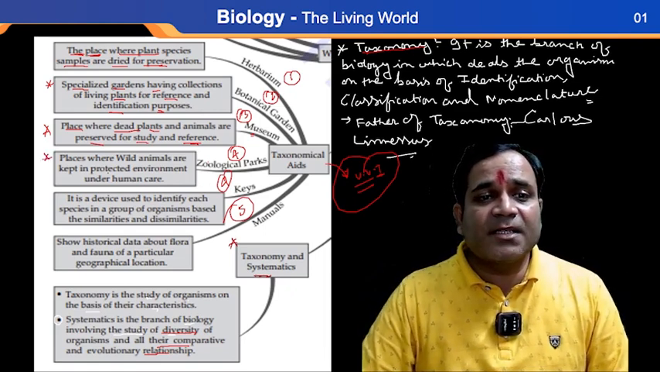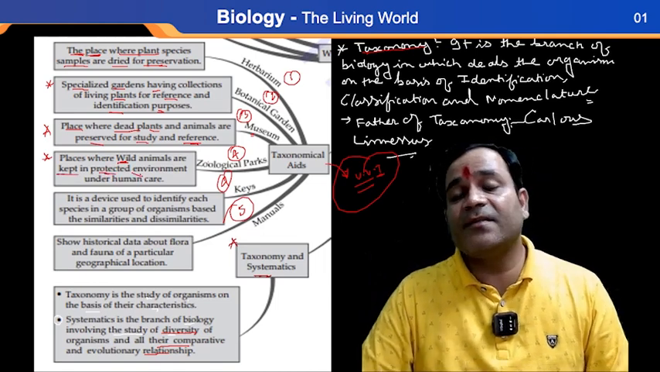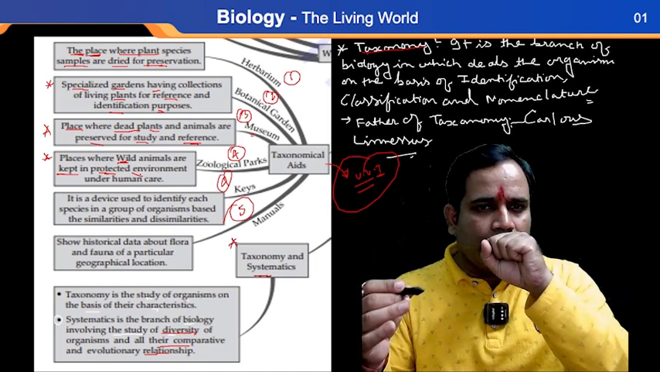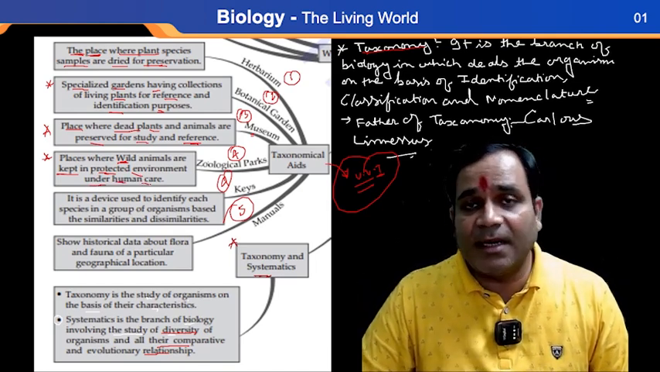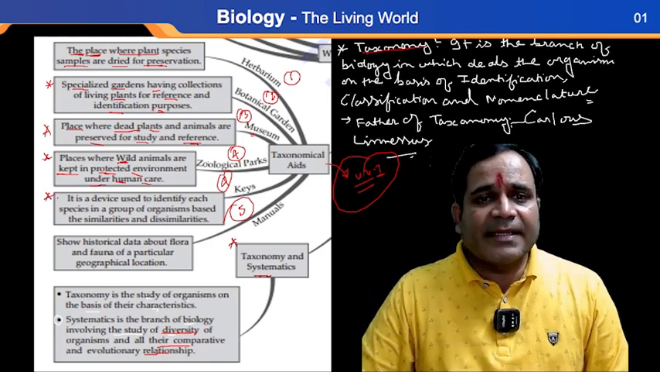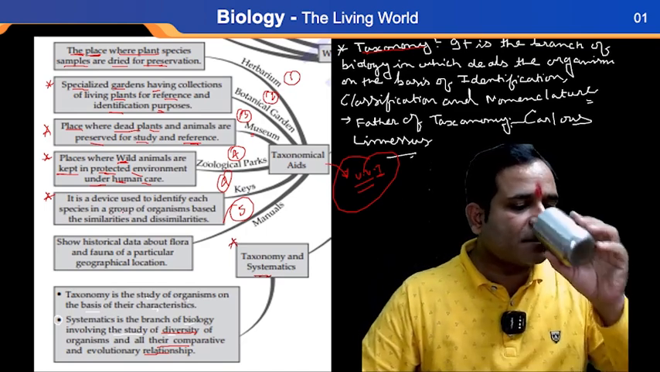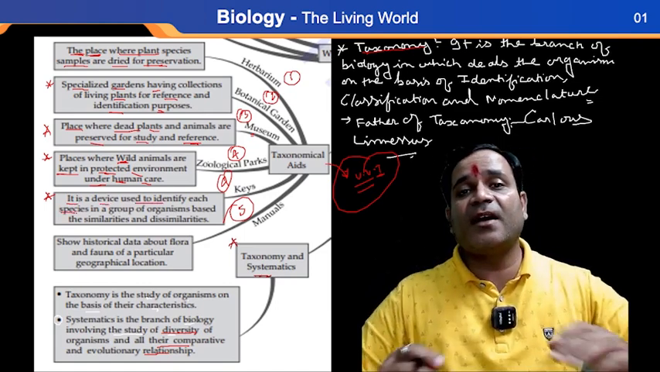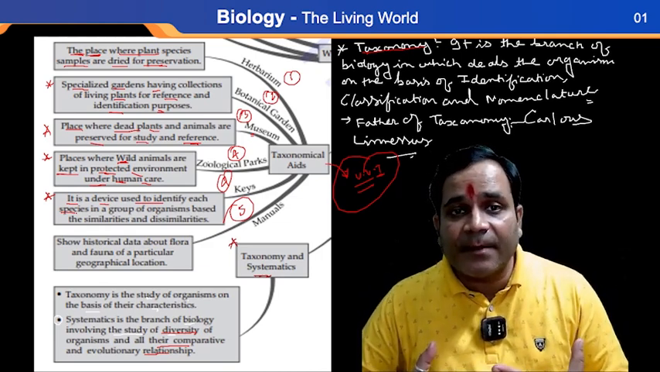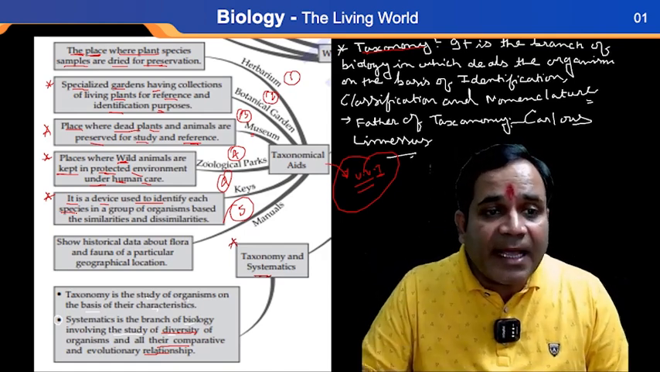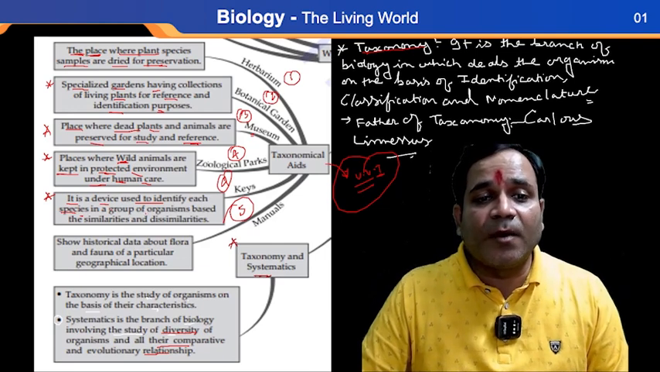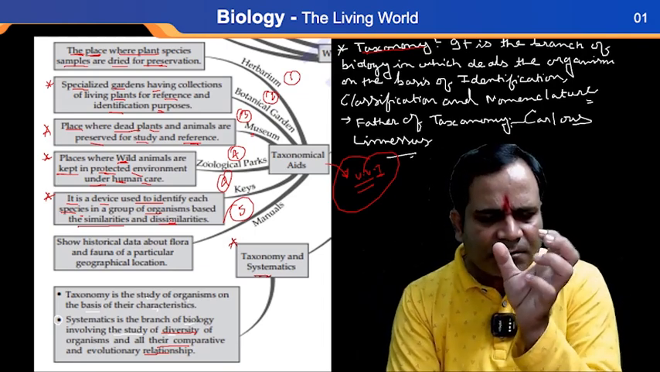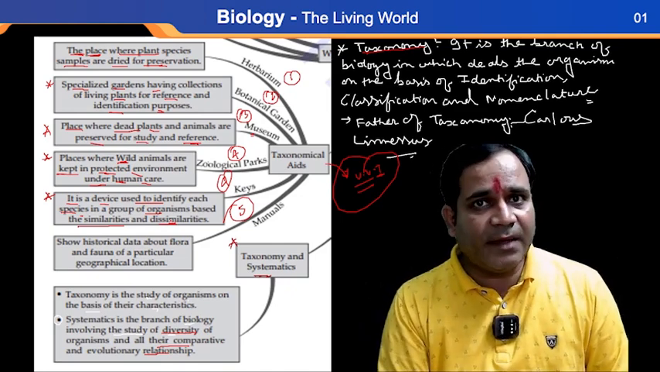What about the zoological park? It is the place where wild animals are kept in a protected environment under human care, my dear. Now, the next thing is the key, the second last thing. A key is a device used to identify each species. If I have to identify living organisms, we identify them by grouping organisms based on similarities and dissimilarities. So we must know the similarities and dissimilarities of the living organisms. Correct?